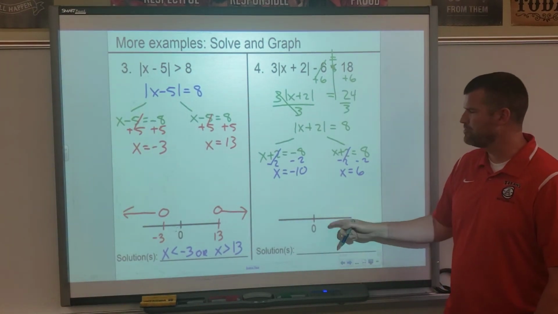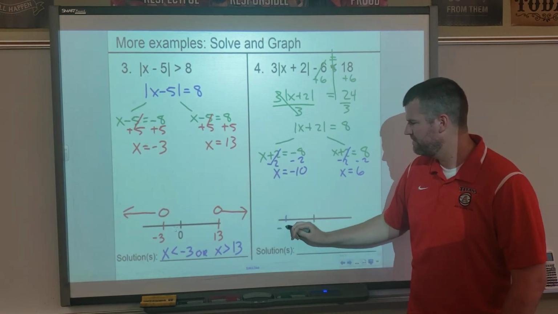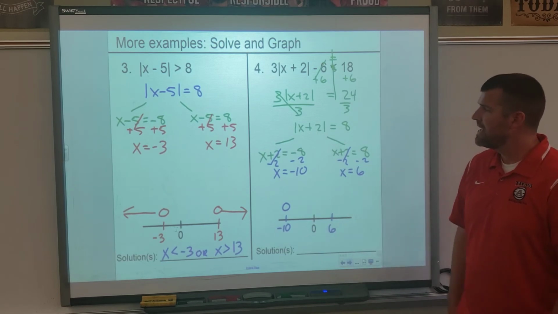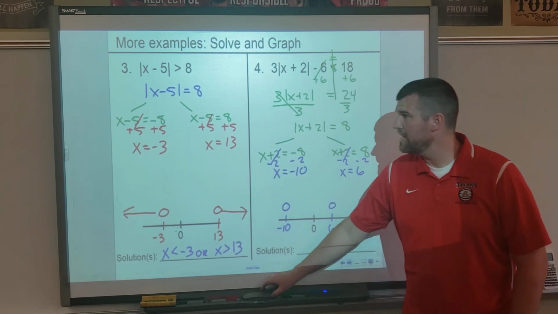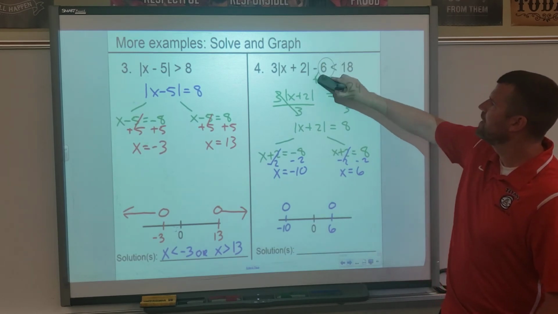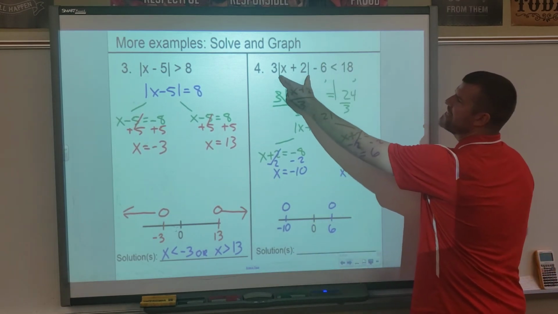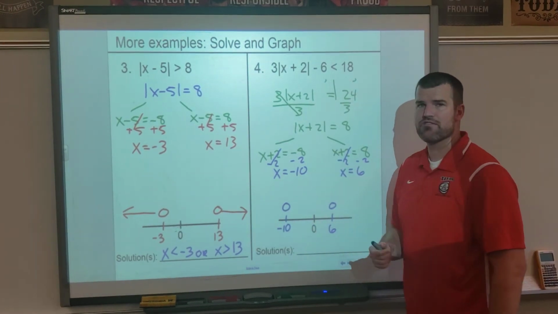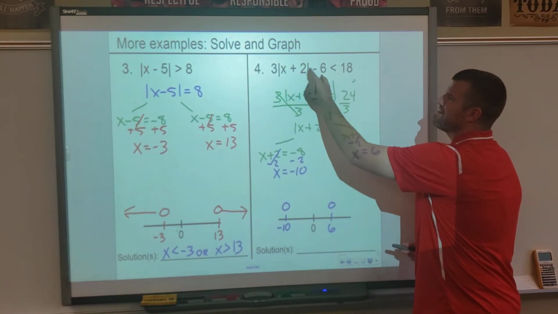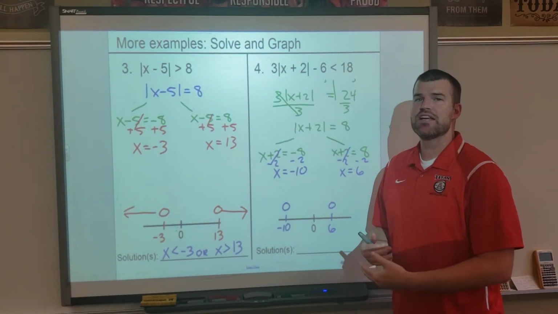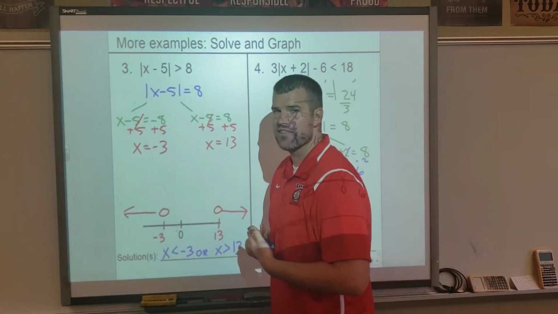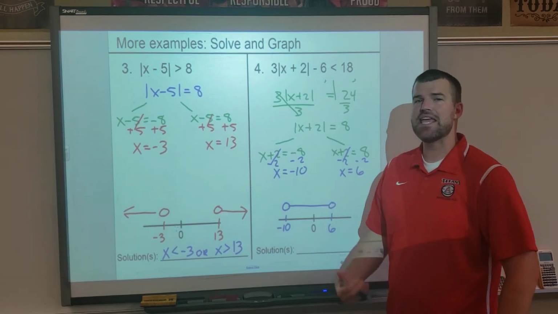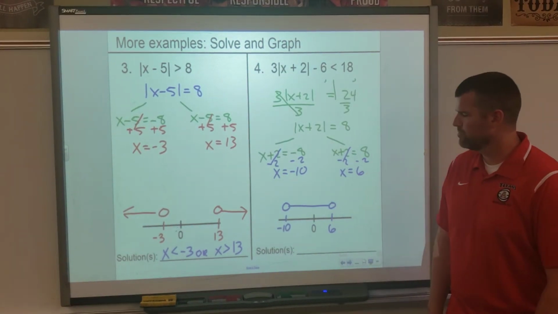Well, these are my boundary points. So I'm going to put one point at negative 10. I'm going to put the other point at positive 6. And then I need to look at my original inequality. And this inequality right here says that my distance is less, not equal to. So I'm not going to shade them in. I'm going to leave them as open circles. And if our distance is less, that means to make our distance less, we're going to come together. So these 2 points are going to come together, and everything in between those 2 points will be a solution.